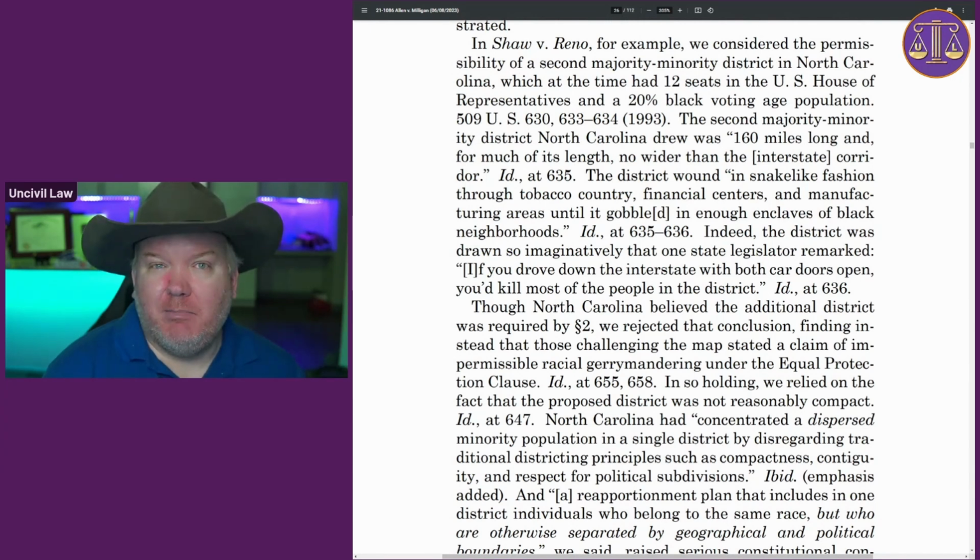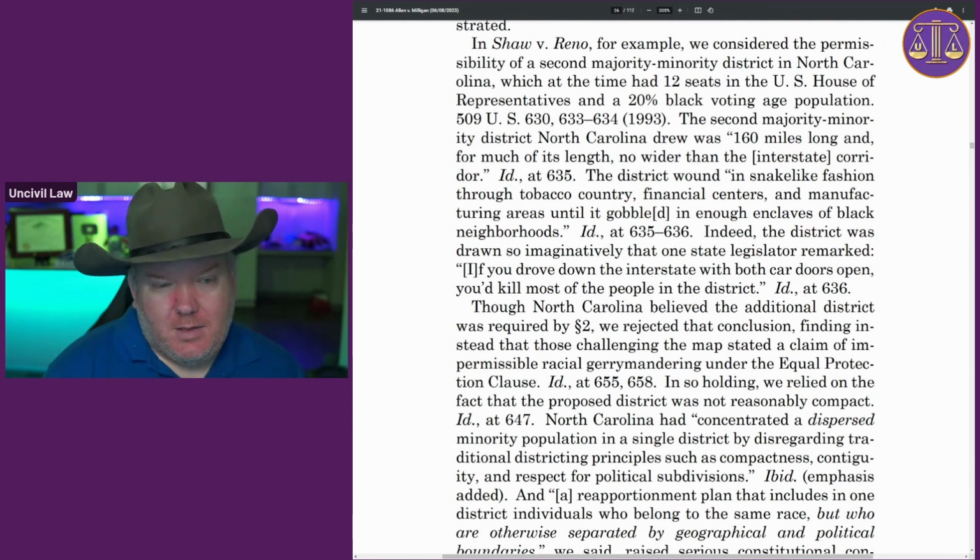Yeah, that doesn't sound very compact. The district wound in snake-like fashion through tobacco country, financial centers, and manufacturing areas until it gobbled up enough enclaves of Black neighborhoods. Indeed, the district was drawn so imaginatively that one state legislator remarked, if you drove down the interstate with both car doors open, you'd kill most of the people in the district.